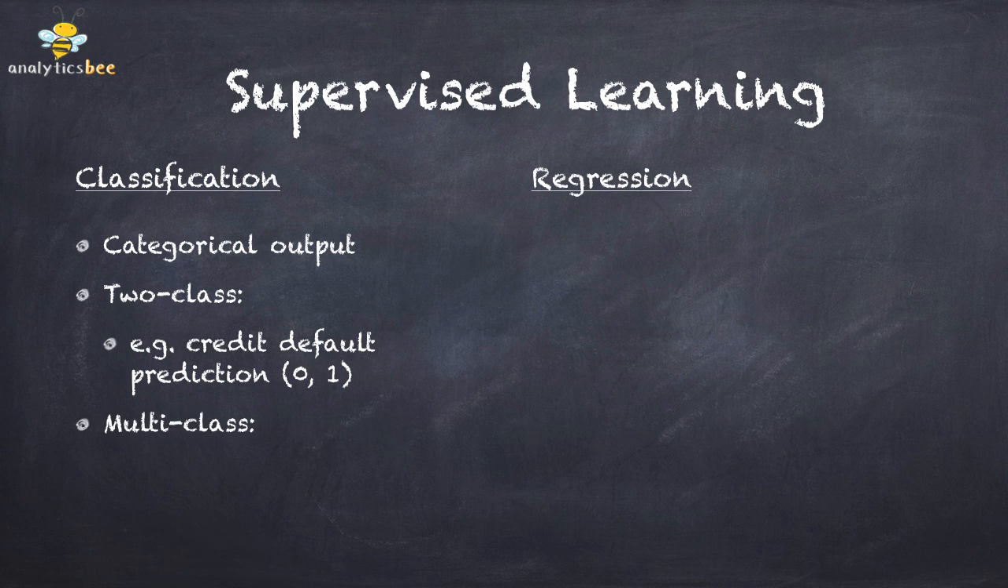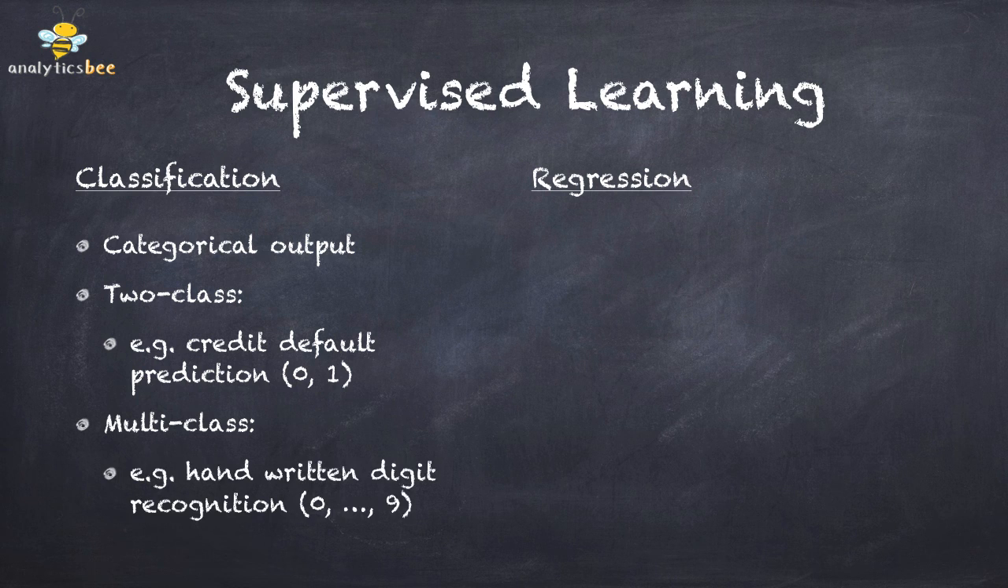When there are more than two possible categories for the output variable, the problem is considered a multi-class classification problem. A classic example is the recognition of handwritten digits, which can be classified as any integer from 0 to 9.